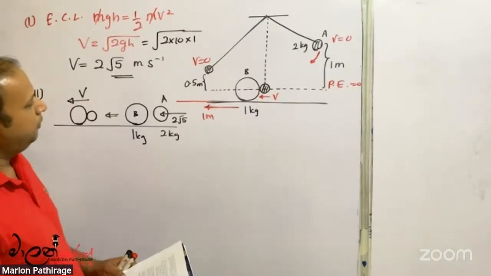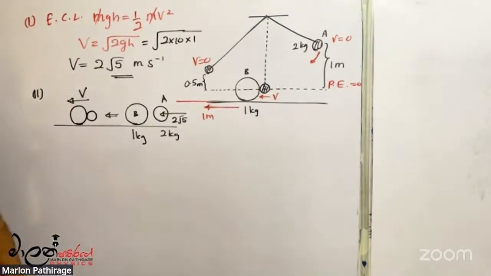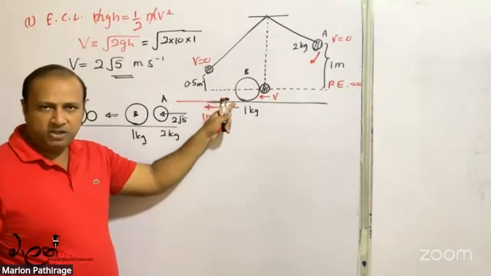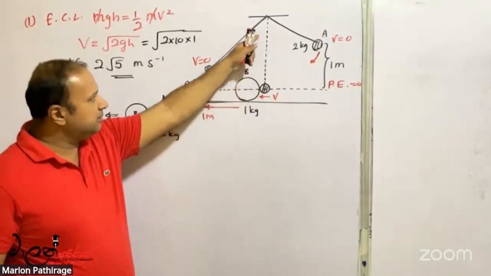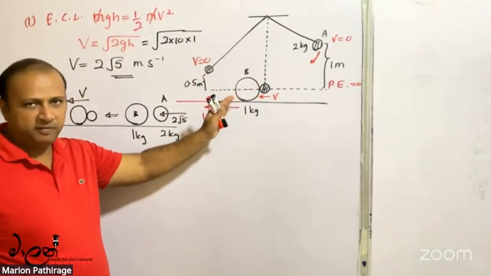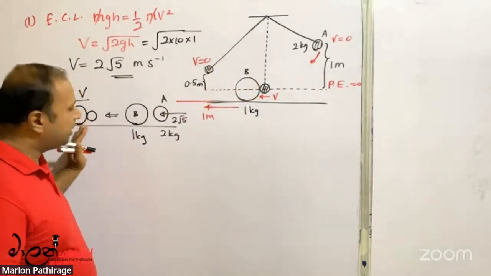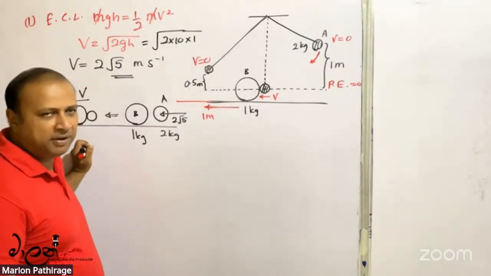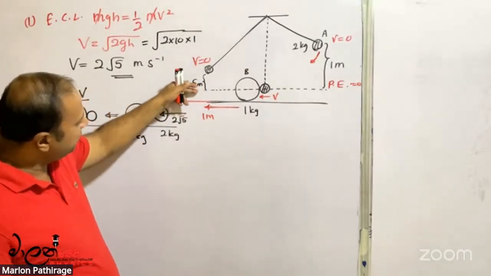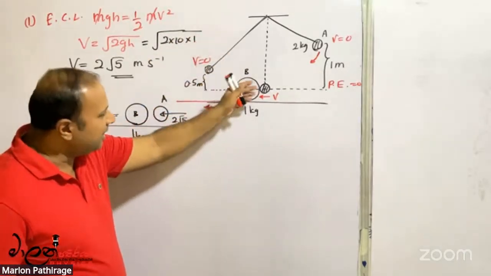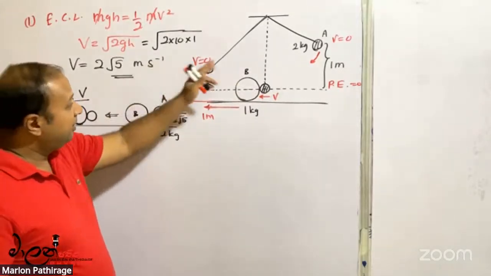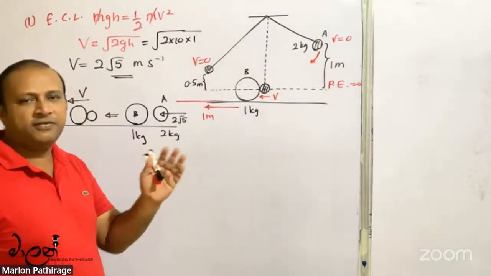No, we cannot use this, because just after collision, this object is with the string, no? With the string, therefore, we cannot apply this one, but we can use energy conservation to analyze the velocity of object A after the collision.